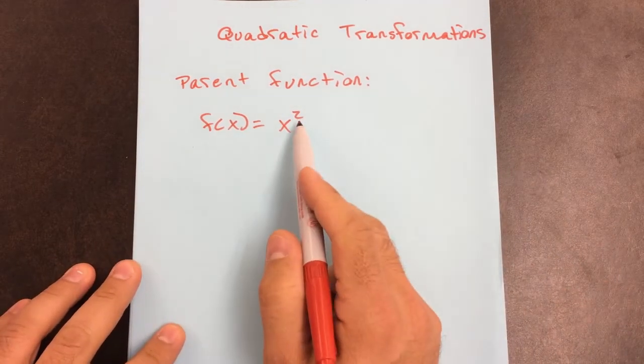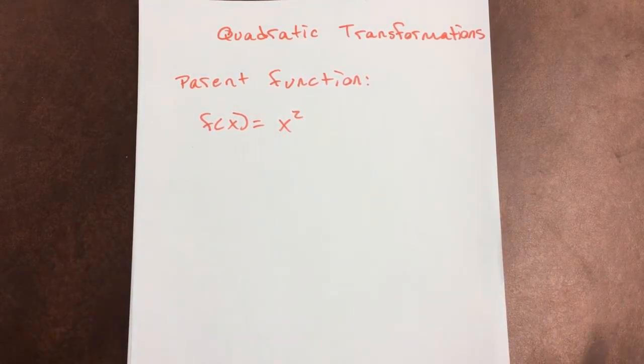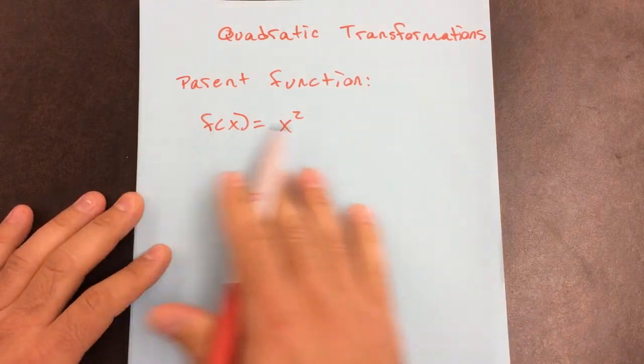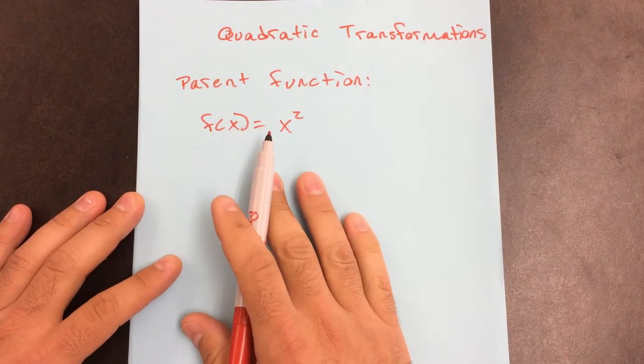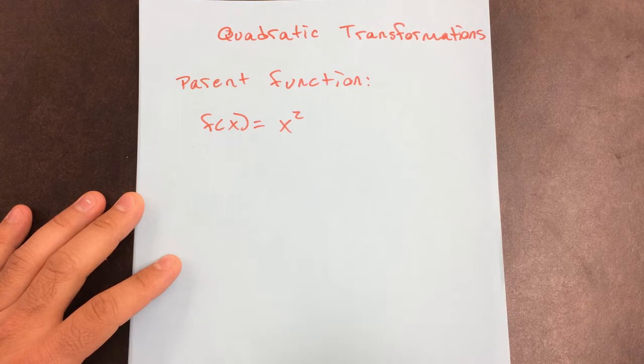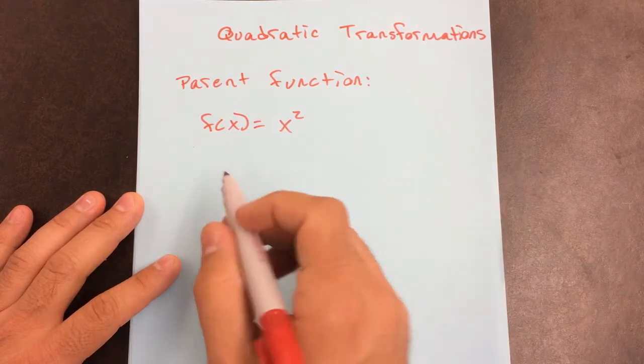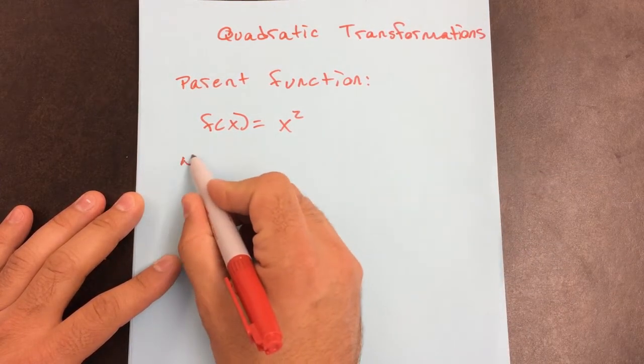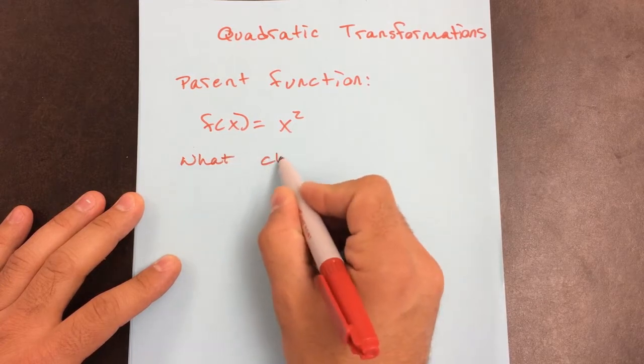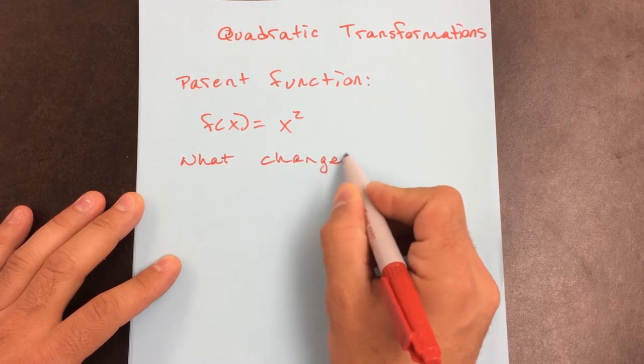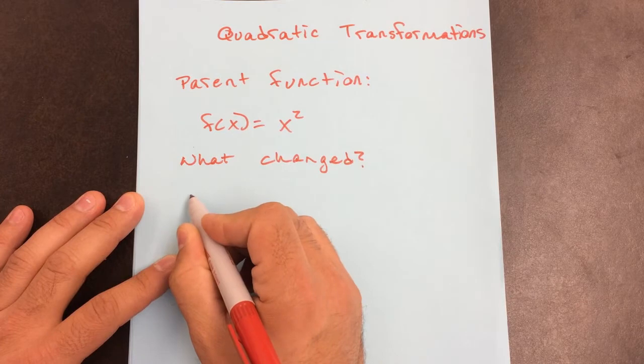Quadratic means that this has a power of 2, and that's your highest exponent. So the most basic one is when there's nothing else there. So this is the parent function. Whenever I'm talking about a transformation, I'm talking about in relation to the parent function, what changed. So we have a couple of things.